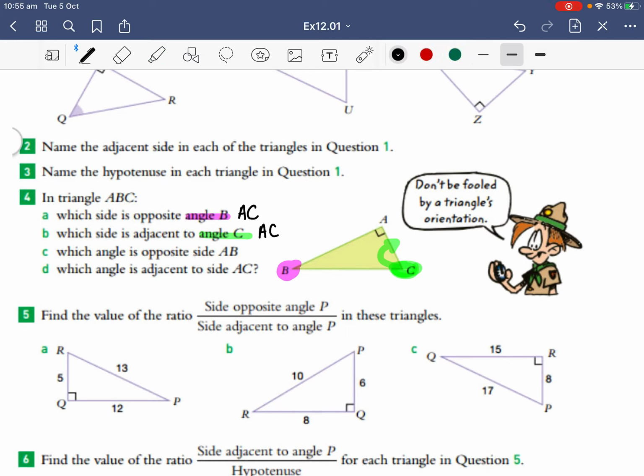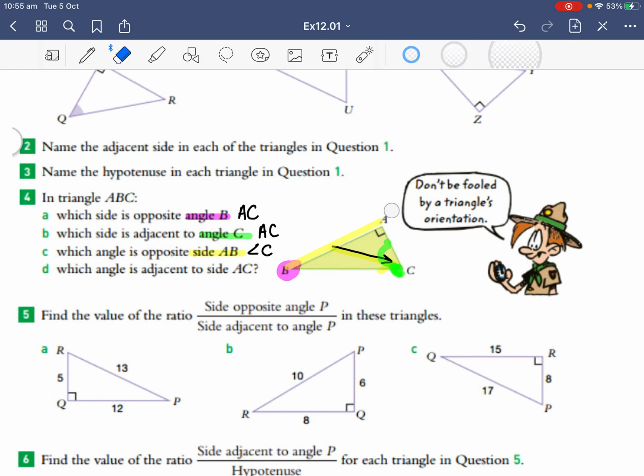We then want to know which angle is opposite side AB. So side AB is this side here. So the angle that is opposite, we're drawing an arrow to that angle. The angle that is opposite is angle C. So we do an angle symbol and C. And then which angle is adjacent to side AC? So adjacent to side AC.